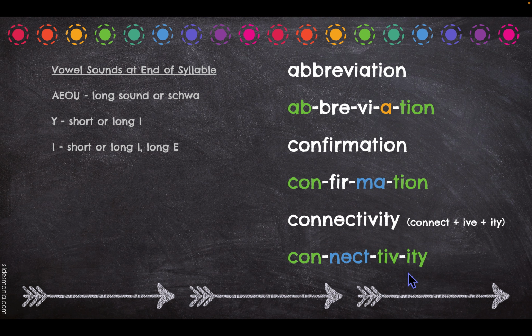We want to remember that at the end of a long word with many syllables, Y usually has the long E sound. Right here, this I is in the middle of the syllable, so it will have the short I sound. Short E in the middle, and a short O because it's in the middle of the syllable. Connectivity.